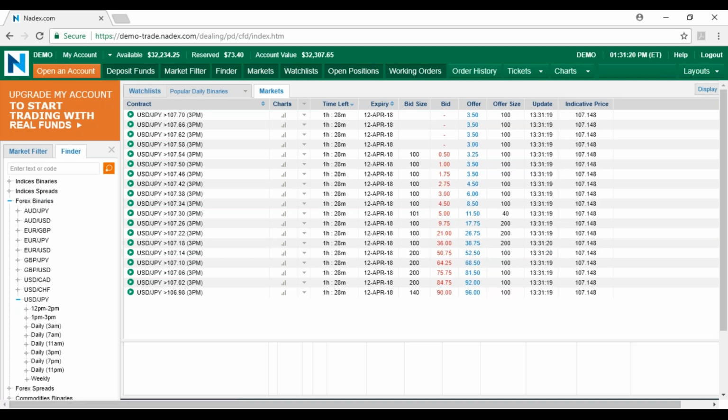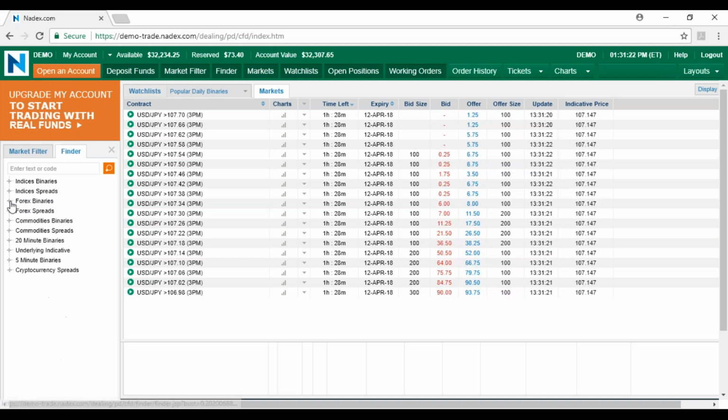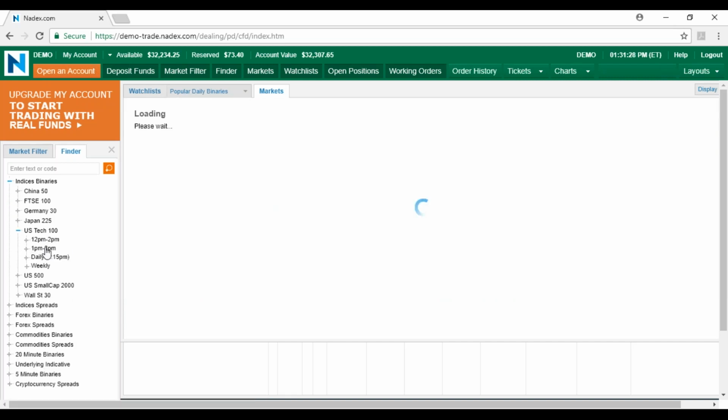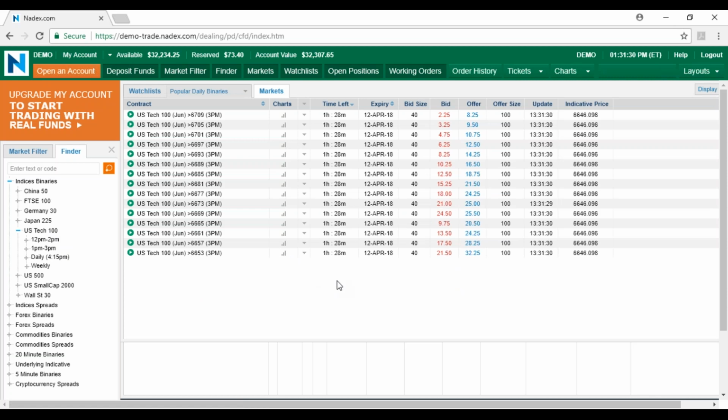Now, let's look at a different example here. Let's say that we were looking at the US Tech 100. And let's look at the Dow real quick here.